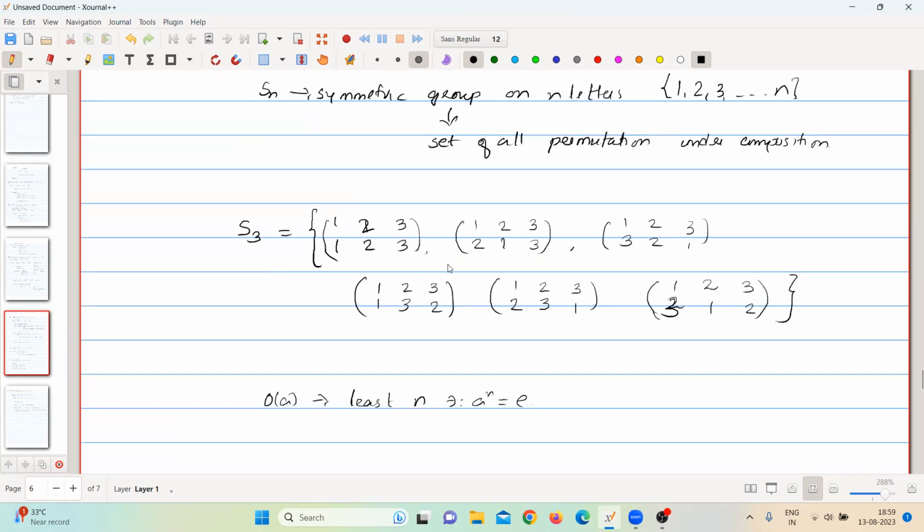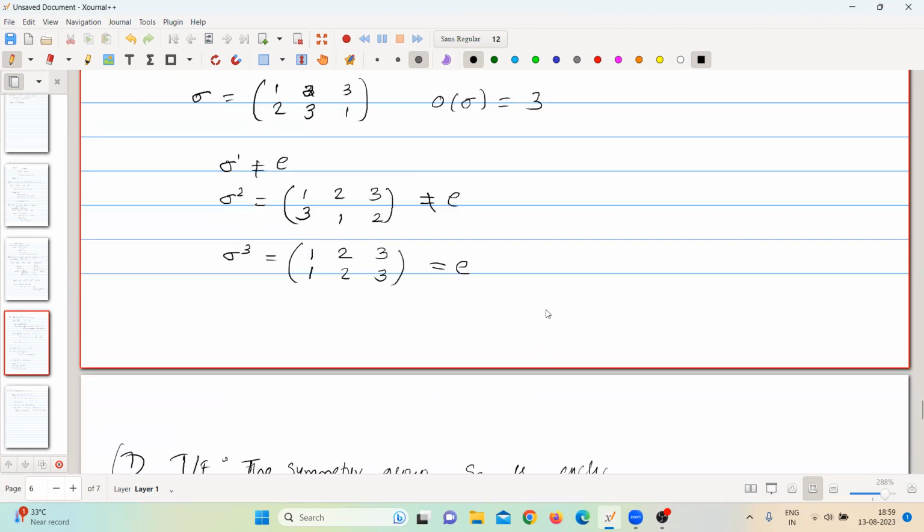Now we covered 1, 2, 2, 1, 3, 3. In the same way, for this element we get that its order is also 2. So what we will get is this permutation and identity. This is the subgroup generated by this element. And the same holds for these elements also. Now let us go to 1, 2, 3, 2, 3, 1.